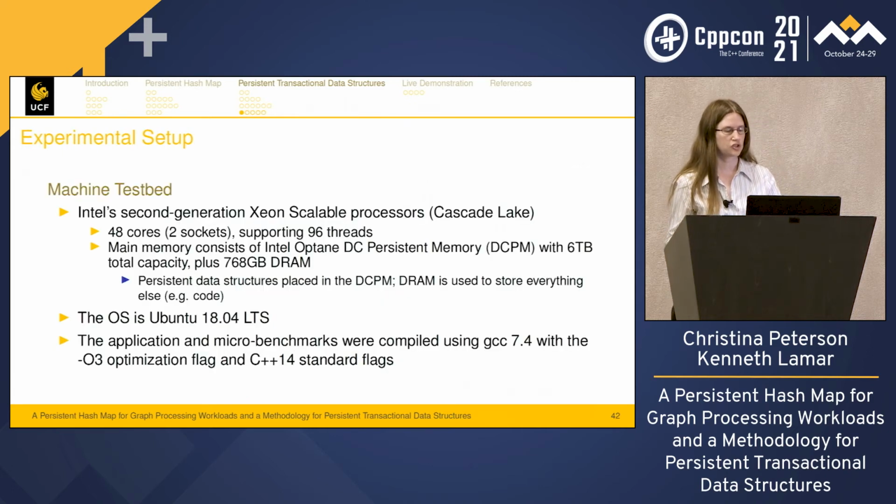So we've tested Petra on Intel's second generation Xeon scalable processors, codenamed Cascade Lake. It has 48 cores, 2 sockets. It supports 96 threads. The main memory consists of Intel Optane DC persistent memory with 6 terabytes total capacity. And it also has 768 gigabytes of DRAM. And we place all persistent data structures in persistent memory. DRAM stores everything else. The operating system is Ubuntu 18.04. And then our application and microbenchmarks are compiled using GCC 7.4 with the O3 optimization flag and the C++14 standard flags.